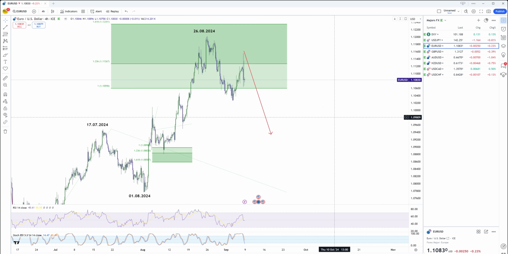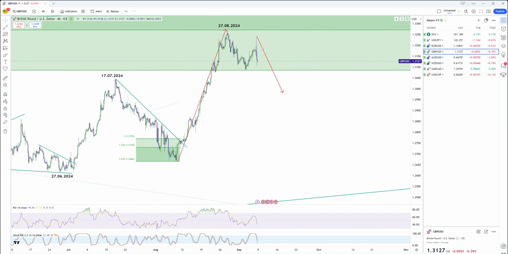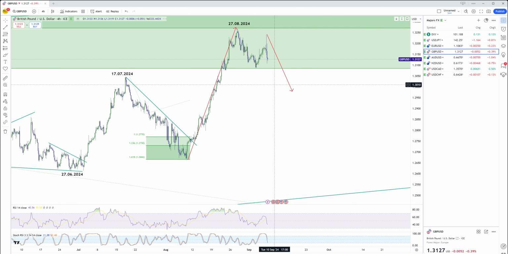For the pound, we have also created a pivot on the 27th of August for this correction to the downside. And after the first move and the bounce, we are looking for a continuation to the downside. Another move lower, at least to the 130, 129 area should be coming before anything else can take place. And this move to the downside can also extend towards 129. So it will depend on how the CPI will go on Wednesday.